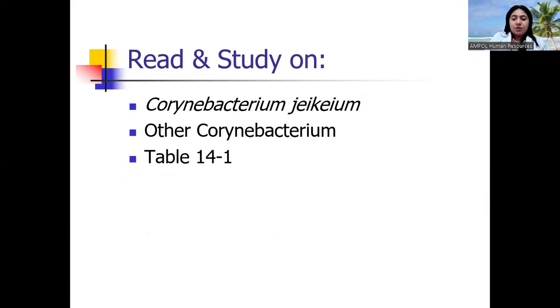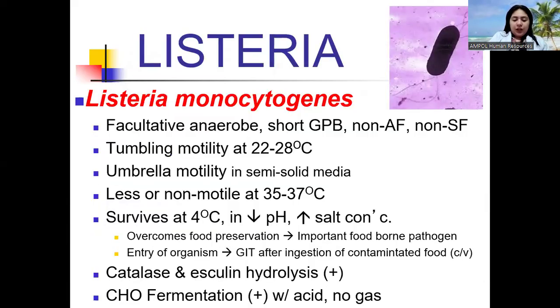So study the other Corynebacterium species in the book. You can just read up on the other bacteria. Okay, next we have Listeria. They are non-spore forming gram-positive bacilli. The most common organism under Listeria is Listeria monocytogenes.